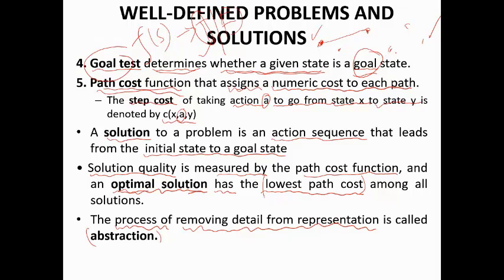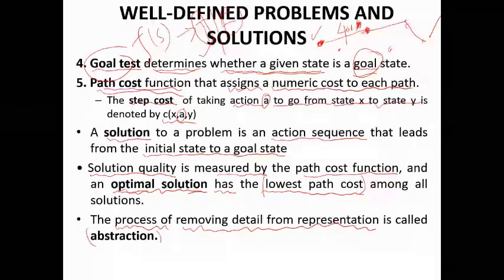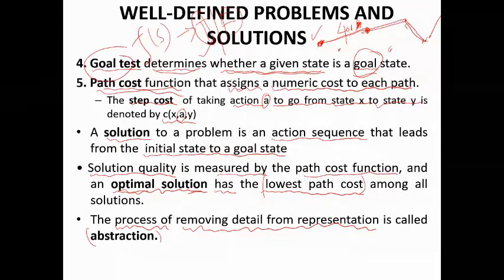Let's say from here to here it takes 4 hours to move, or maybe it takes 400 riyals, the money. So you can think the cost can be of any type, maybe in terms of money, in terms of time, in terms of distance. So these are numeric costs for each path, like this, this, and this. A collection of steps finally makes the path.